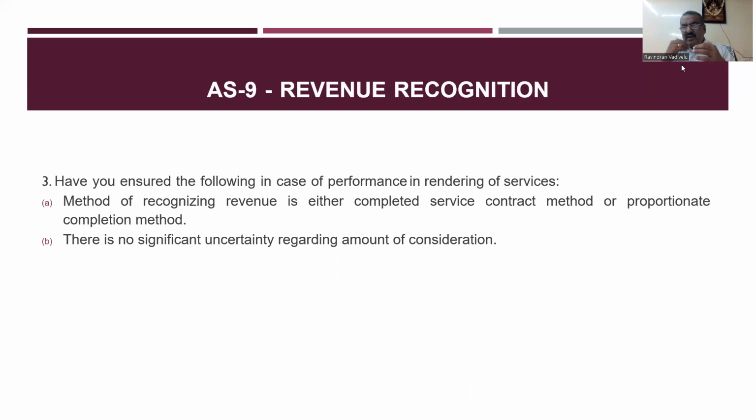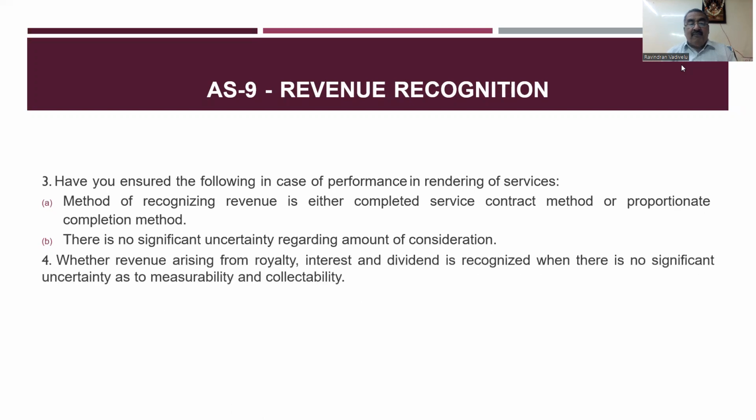So you have entered the contract, but if you are not assured of the consideration, what the service charges are, what the cost is, and you are not able to analyze that, then the same has to be seen by the practicing unit. Whether the revenue arising from royalty, interest, and dividend is recognized when there is no significant uncertainty as to the measurability or collectability. If it is assured, then the same can be included in your profit and loss account under AS 9 revenue recognition. And if there is uncertainty, then that should not be included.